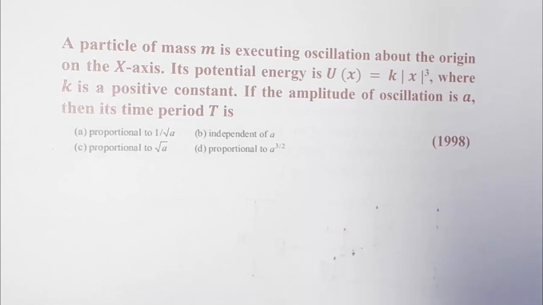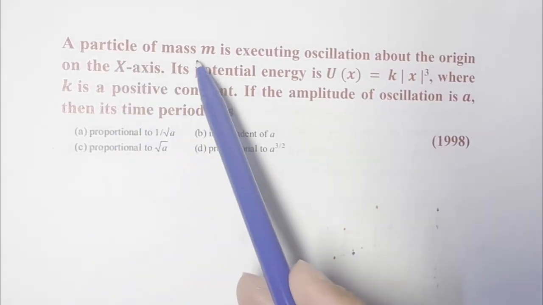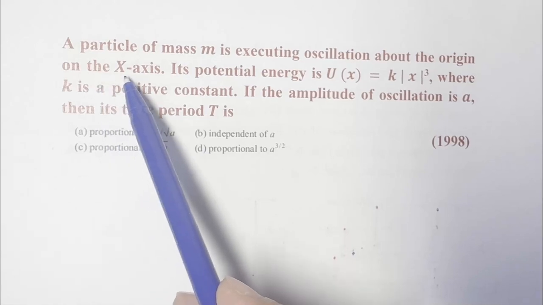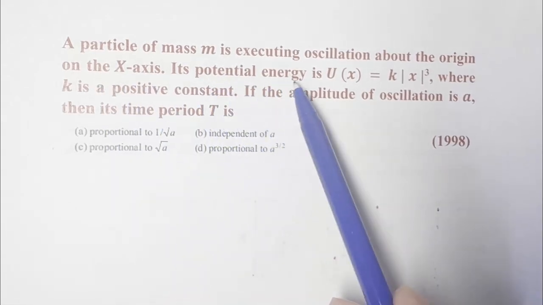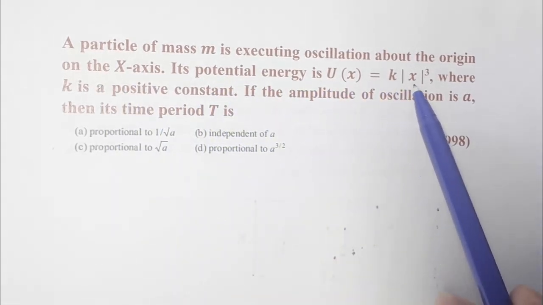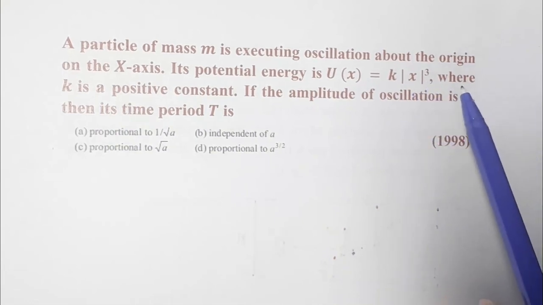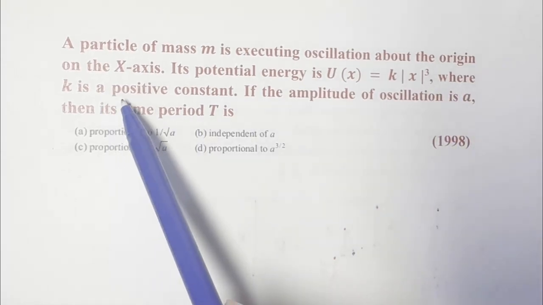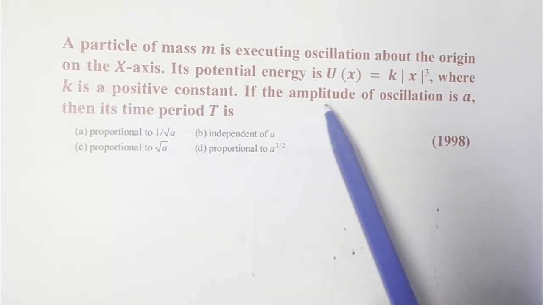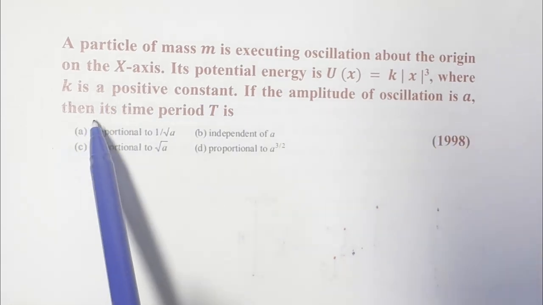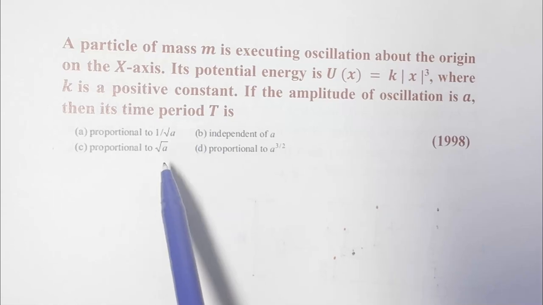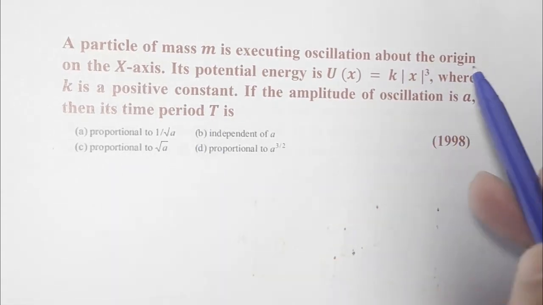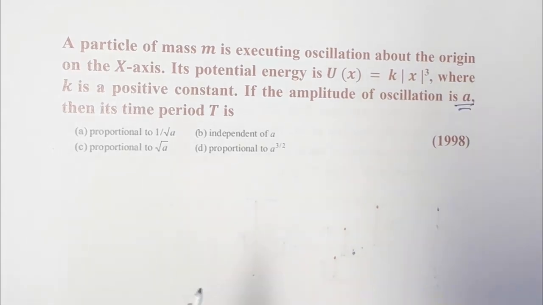Hello friends, today's question. A particle of mass m is executing oscillation about the origin on the x-axis. Its potential energy is U(x) = k|x|^3, where k is a positive constant. If the amplitude of oscillation is a, then its time period T is proportional to... We have to find out how the time period T is related with the amplitude of oscillation, given as a.